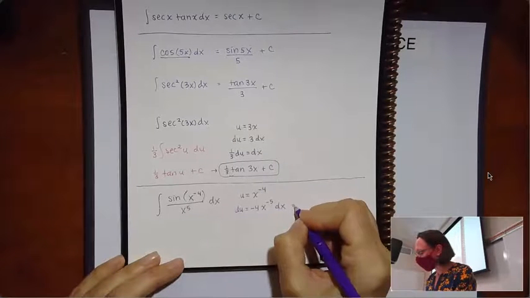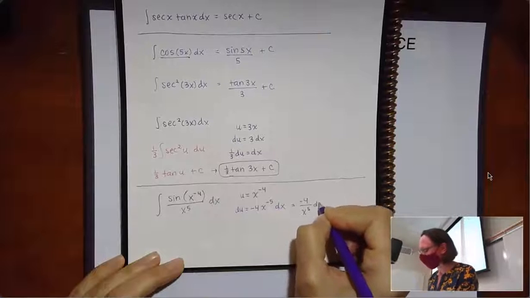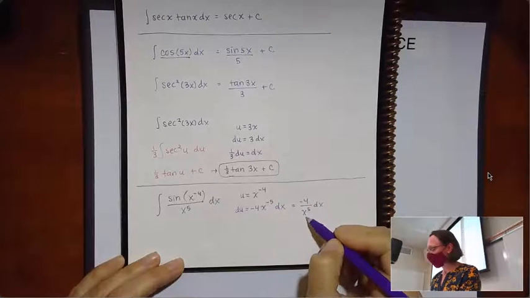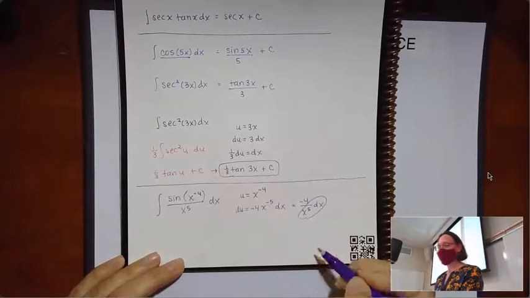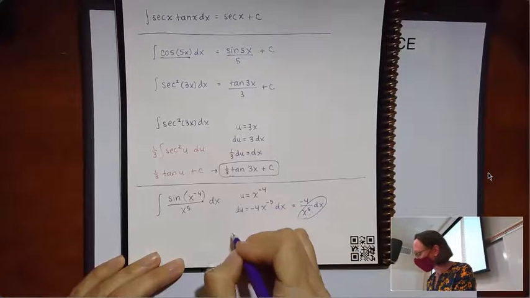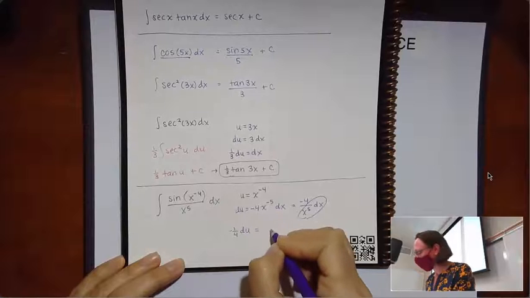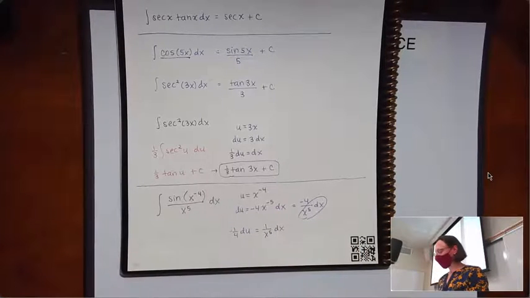So this is the same as saying negative 4 divided by x to the fifth dx. And I have this part. I just don't have the negative 4. So we can rewrite this as negative 1/4 du is equal to 1 over x to the fifth dx. I will let you all finish it off on your papers.